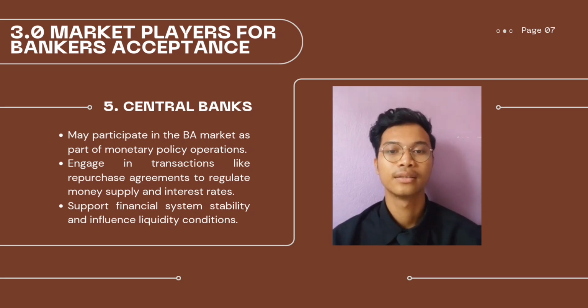And number 5, the central bank. The central bank may participate in the BA market as part of monetary policy operations. They engage in transactions like repurchase agreements to regulate the money supply and interest rates. They also support financial system stability and influence liquidity conditions.